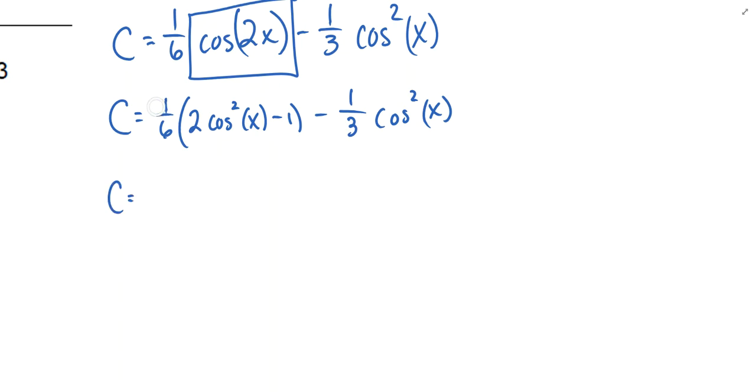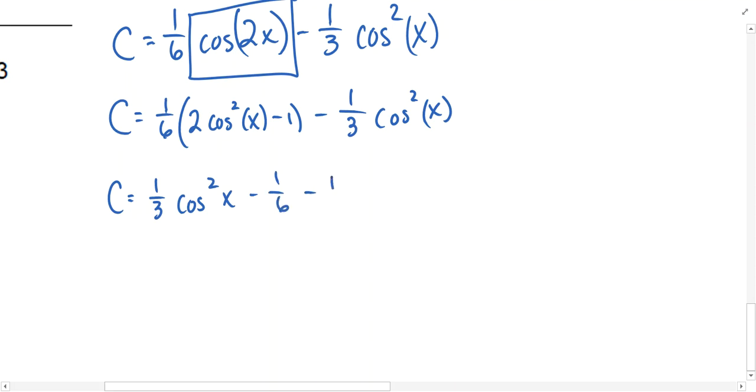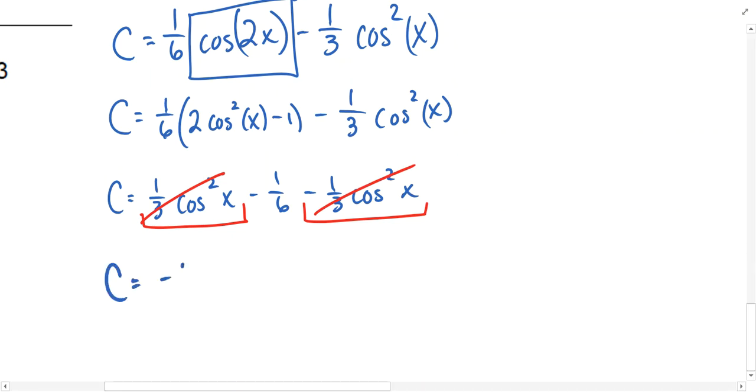So C is equal to a sixth of 2. Well, that's 1/3 cosine squared x minus 1/6 minus 1/3 cosine squared x. And that's pretty interesting because I have one group over here, 1/3 cosine squared x minus 1/3 cosine squared x. So these two are going to cancel each other out. And ultimately, we're left with C equal to negative 1/6.